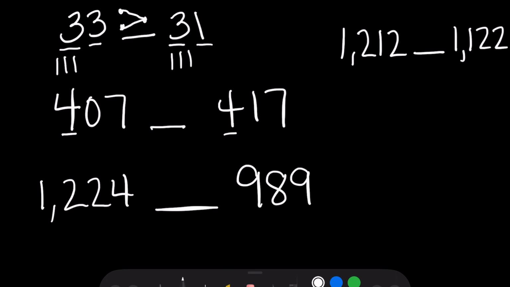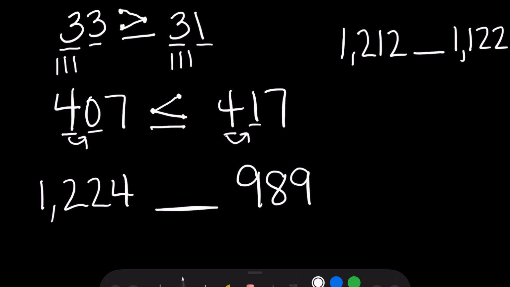Let's move to 407 and 417. 400 is equal, so I need to move next door to the tens place. I have 0 tens and 1 ten. That means I need to put 2 dots next to 417 because it's a bigger number, and 1 dot next to 407 to make a less than sign.